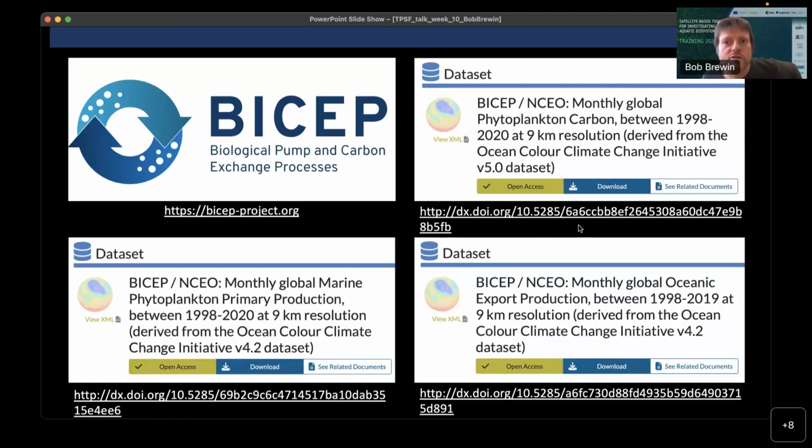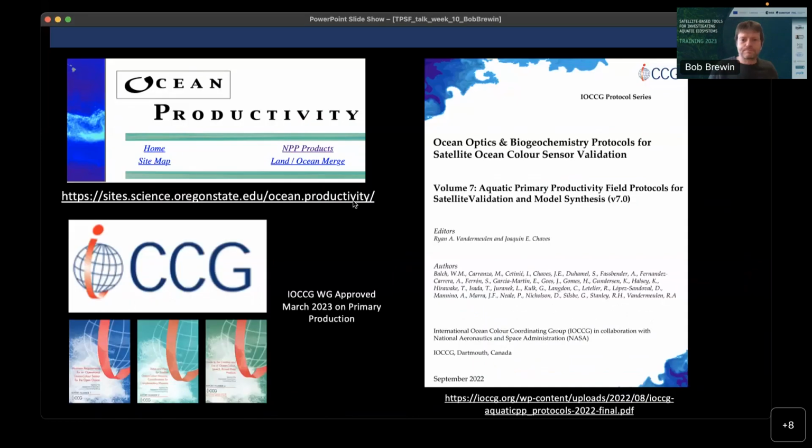And there are also products on phytoplankton biomass, not only in terms of chlorophyll concentration, which we can get from the Ocean Color Climate Change Initiative, but also within BICEP, the phytoplankton carbon concentration. So estimates of phytoplankton carbon.